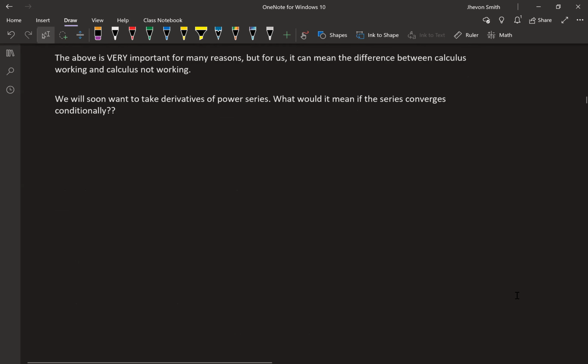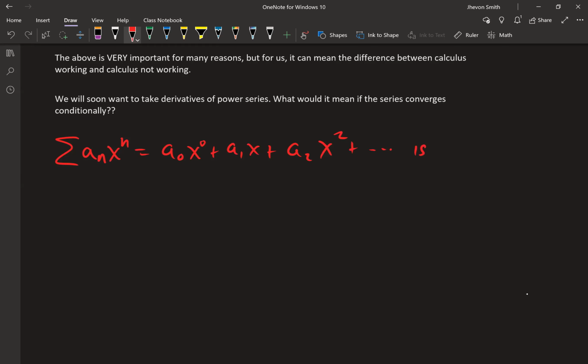However, this is a problem for a conditionally convergent series because we're going to be doing things like wanting to differentiate a series. So let's say this sum of a_n x^n, which equals a0 x^0 plus a1 x plus a2 x squared plus and so on, is conditionally convergent. Then, well, it's actually impossible for a power series, but whatever.